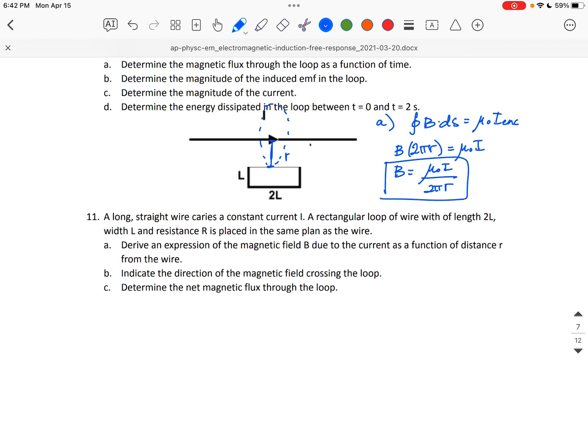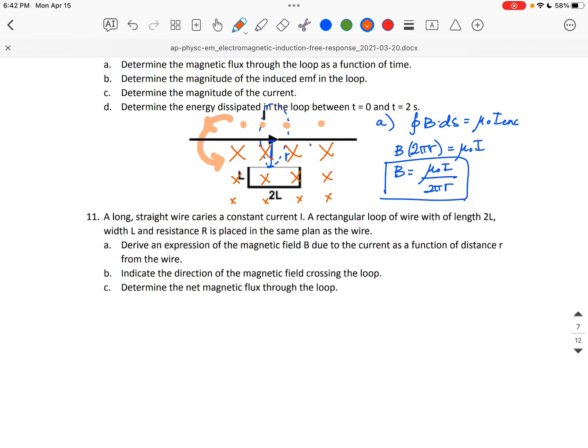The second part is asking to indicate the direction of the magnetic field crossing the loop. So we're going to use the right-hand grip rule. As the current goes to the right, our grip rule is going to show a magnetic field coming out of the page on top, and then it rotates into the page at the bottom. And so we've got dots up here, and then I'm going to use crosses for the magnetic field going into the page.